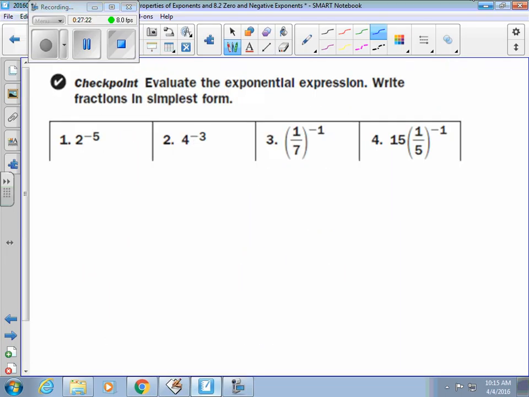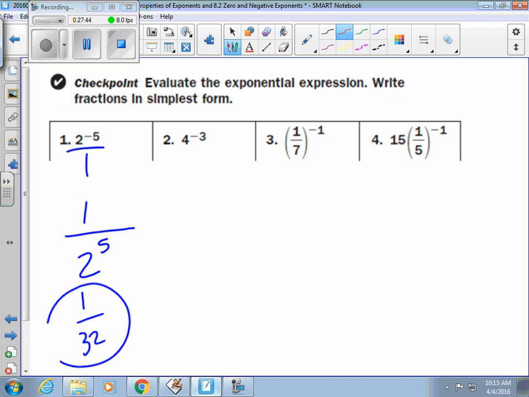Then we have some checkpoint problems that go with it. They're in the back of your sheet. 2 to the negative 5th. Negative exponent means ride the elevator, like this. 1 over 2 to the 5th power. 2 to the 5th power. 2 times 2, 4. Times 2, 8. Times 2, 16. Times 2, 32. 1 over 32 for that one.